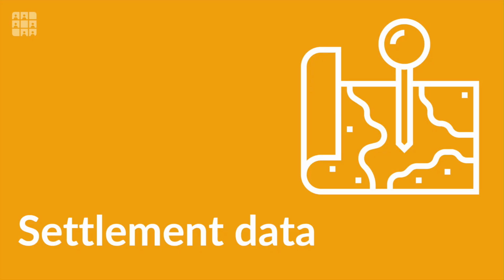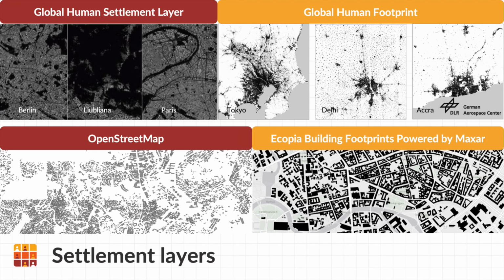The second data input for population estimation is settlement data. Settlement data is derived from settlement layers that are a representation of built-up areas from satellite imagery. Settlement layers can be retrieved by semi-automatic extraction of features from satellite imagery, for instance in the Global Settlement Layer, the Global Human Footprint, and the Copia building footprint. Settlement layers can also be derived from volunteered geographic information, VGI, where OpenStreetMap contributors manually digitize building features.